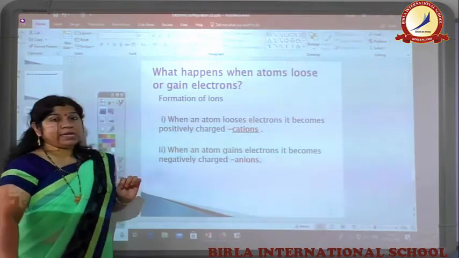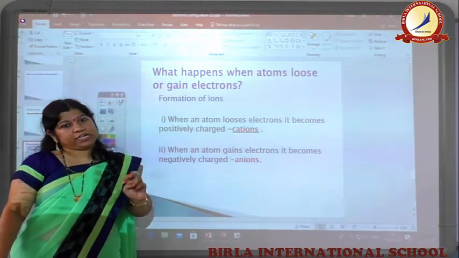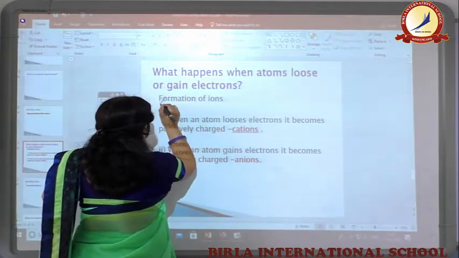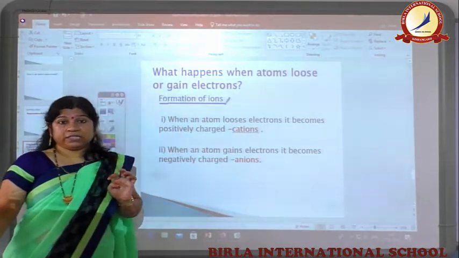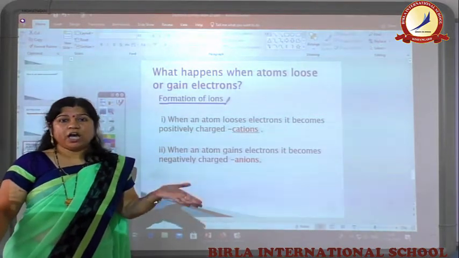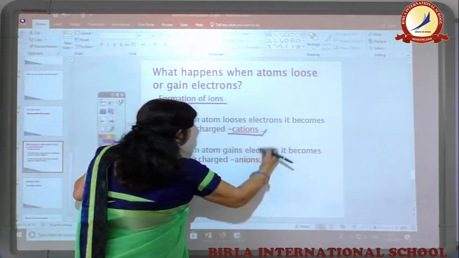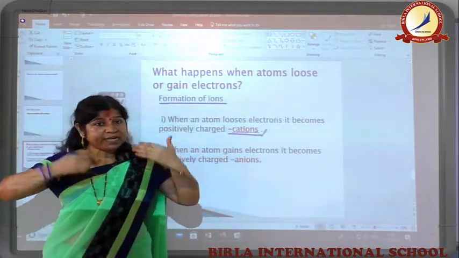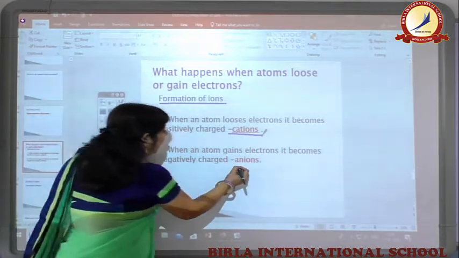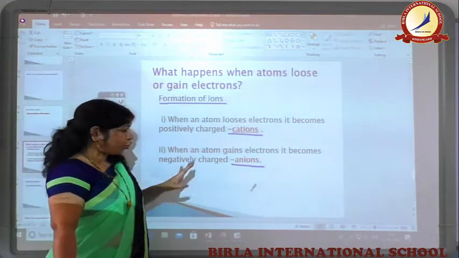About what happens when atoms lose or gain electrons. When atoms lose or gain electrons, they form ions. When the atoms lose electrons, they become positively charged ions known as cations. And when the atom gains electrons, it becomes a negatively charged particle and then it is called an anion. Now let's do a small activity, again a simulation to check this out.